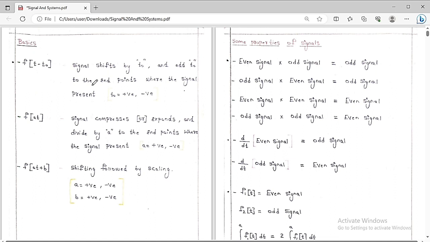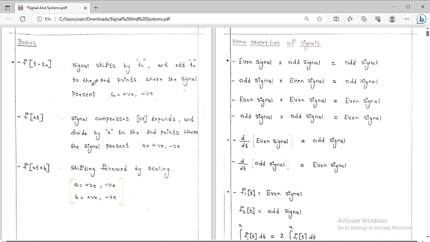you know the endpoints, right? For those endpoints, we have to add t0. So for the two endpoints that you have, the initial endpoint and the final endpoint, you need to add t0. Then you get the new signal endpoints. So just draw the picture. That is nothing but f(t - t0).